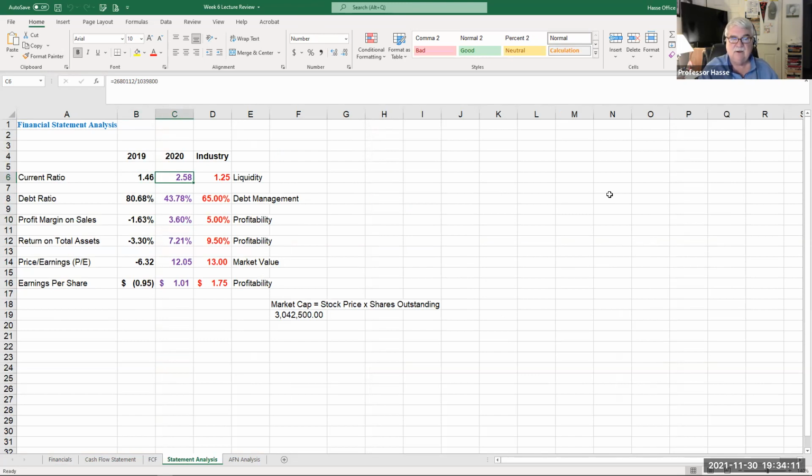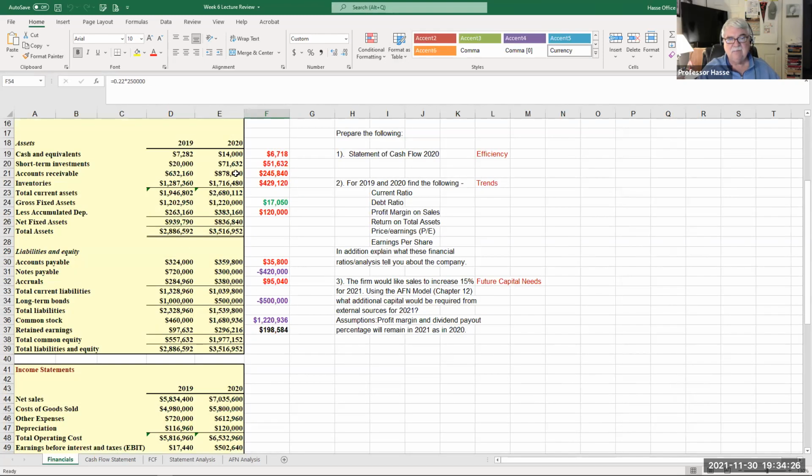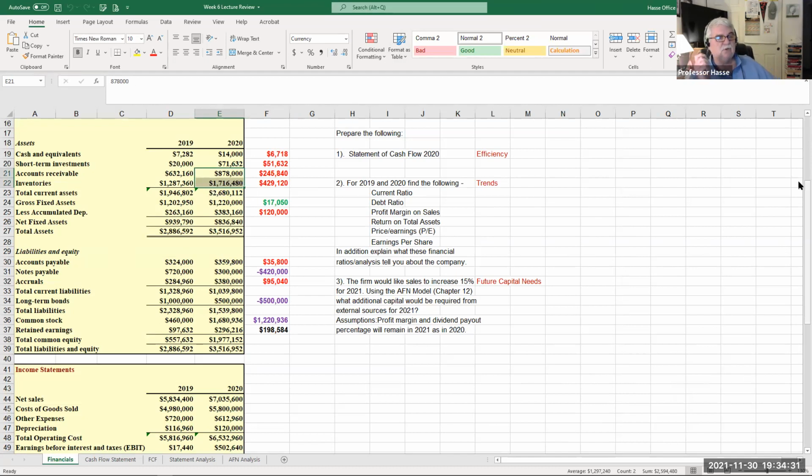And notice they have a rather high 2.58 current ratio in 2020, compared to the industry average of their industry, 1.25. What causes that? More specifically, the very high amount of receivables and inventories in this company that make up current assets. Companies have a lot of receivables. Matter of fact, their receivables went up $246,000 from 2019 to 2020.